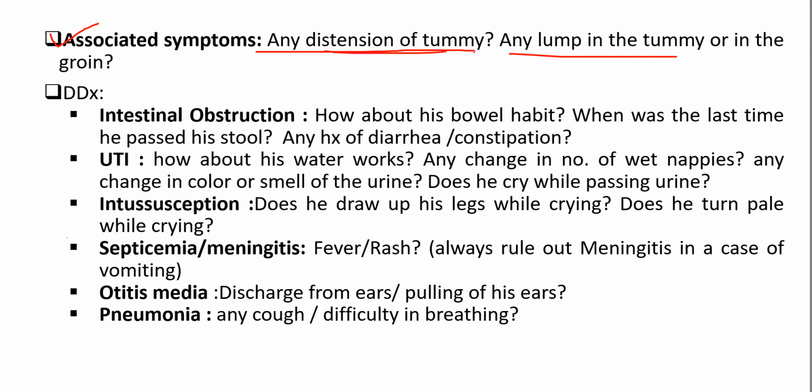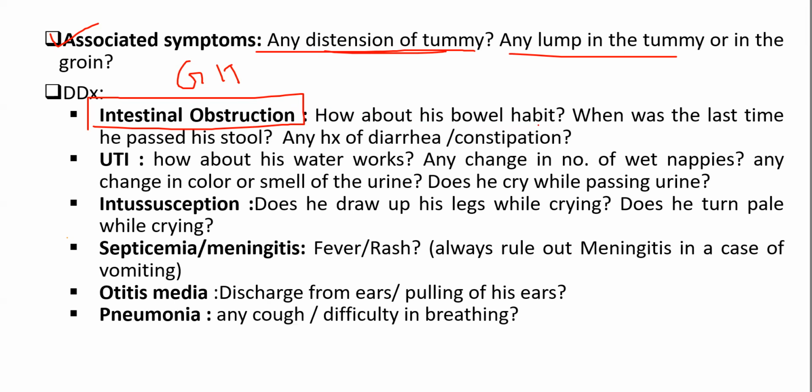So why are we asking about tummy distension? Vomiting with tummy distension likely could be an intestinal obstruction. Okay, so if you forget to ask this, you have intestinal obstruction in the differential diagnosis anyway. You can ask these questions while you are asking this differential. Okay, no problem if you miss that. So start with the GIT causes first. So for GIT causes, you have intestinal obstruction.